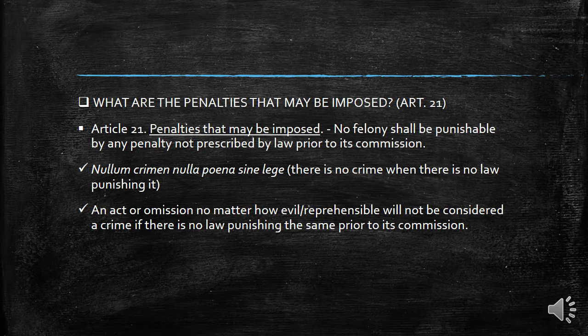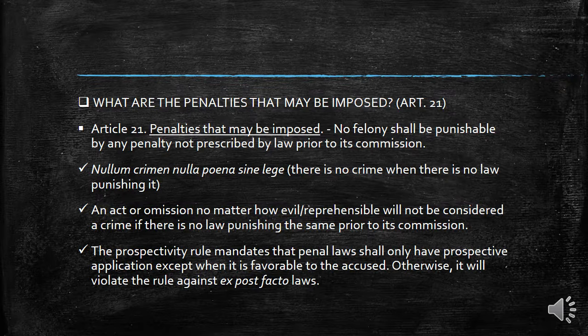What does this mean? It means that an act or omission, no matter how evil or reprehensible it may be, will not be considered a crime, and henceforth no penalty will be imposed if there is no law punishing the same prior to its commission. Why? Because we abide by the prospectivity rule, and the prospectivity rule mandates that penal laws shall only have prospective application except when it is favorable to the accused. Otherwise, it will violate the rule against ex post facto laws.